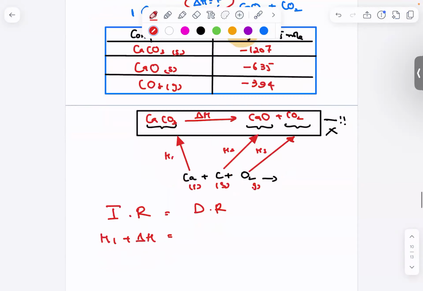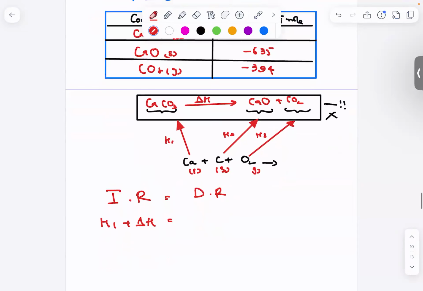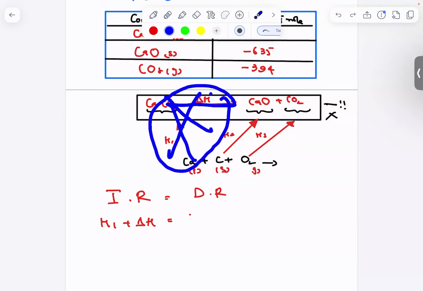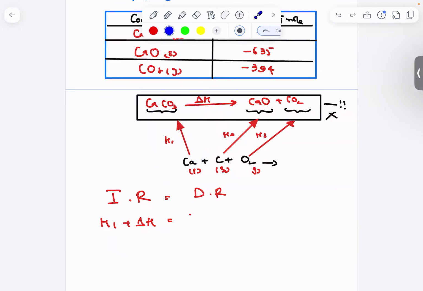And what is the direct route, beta? Is it H1 plus H2? No, wait. This is already done. This is H1 is done. H1 plus delta H, this is the indirect route. Beta, you are done with this, so you can't use them again. So what are you going to do? Your H1 can't be used again. So what is the indirect route now?